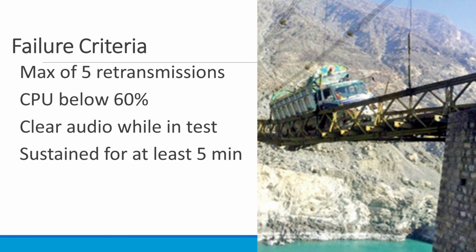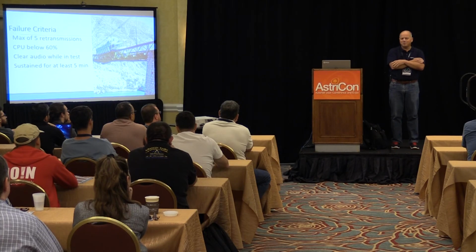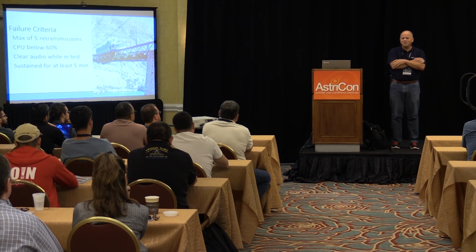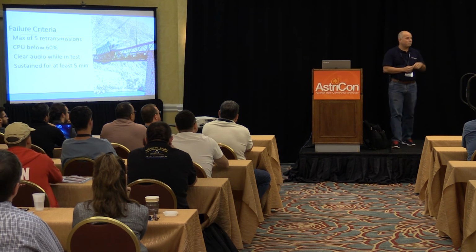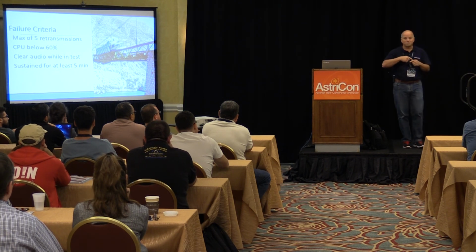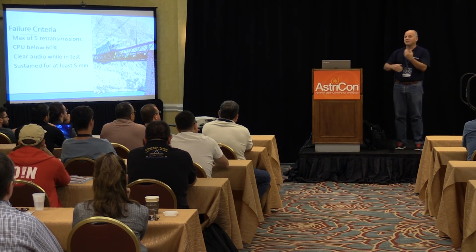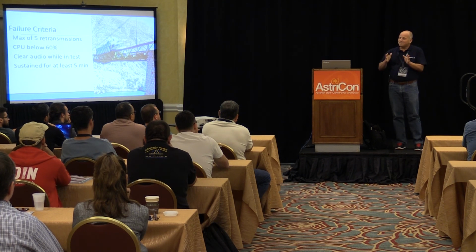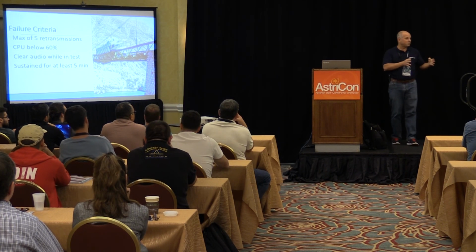So the idea was the same. Our failure criteria is a maximum of 5 retransmissions, and at least 5 minutes of sustained performance. This is something really interesting. You start a test, and the test is okay. At 240 seconds, it's okay. At 280, it starts to retransmit. And once it starts to retransmit, the test is all queued. It starts to retransmit forever. It doesn't stabilize. So we need at least 5 minutes to make sure that the test is okay.